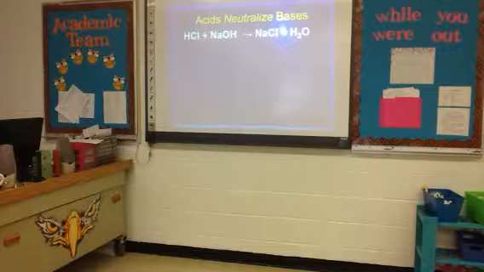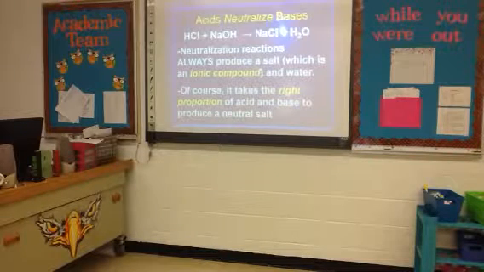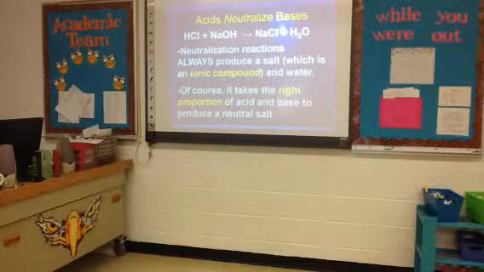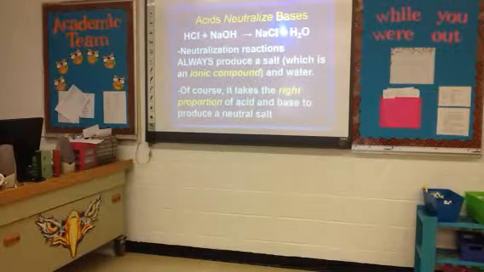So they neutralize each other. When they are mixed together, they each split apart into their ions, and then the metal and the non-metal form the salt, and then there's water. And we're going to do some labs about this.